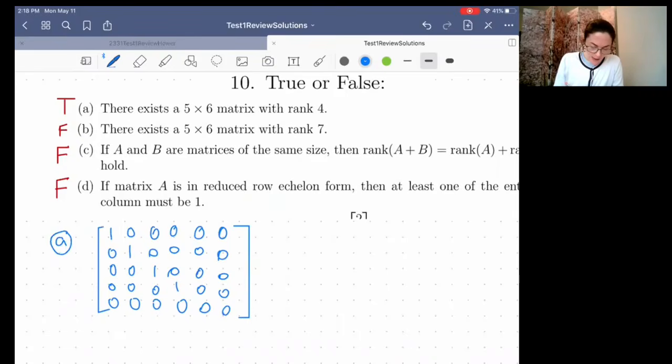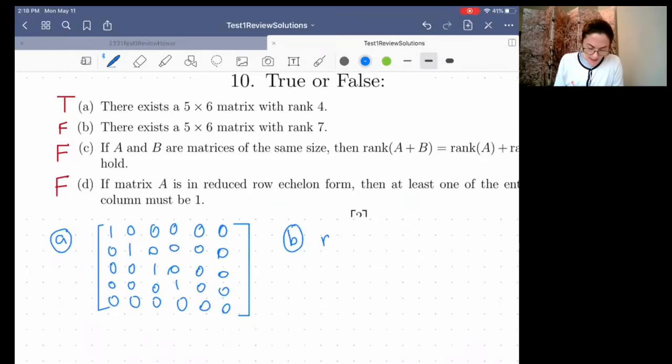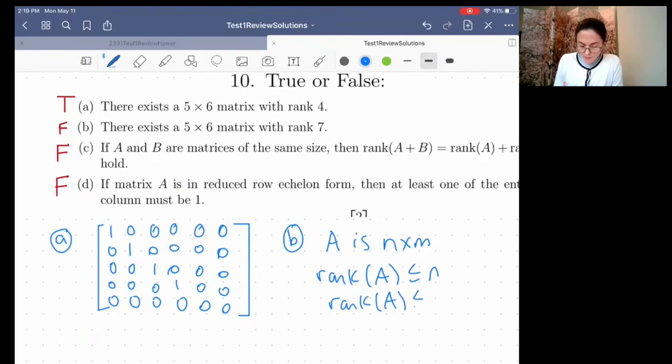Very nice. Now, what about B? Well, the answer isn't false because we know the rank of A. Let's say A is n by m. Then the rank of A must be less than or equal to n, and the rank of A must be less than or equal to m, because, well, the rank is defined to be the number of leading ones in the reduced row echelon form of A.